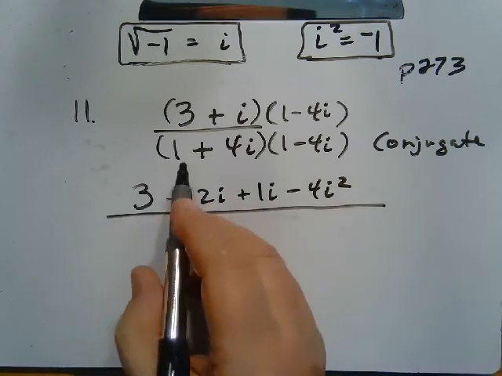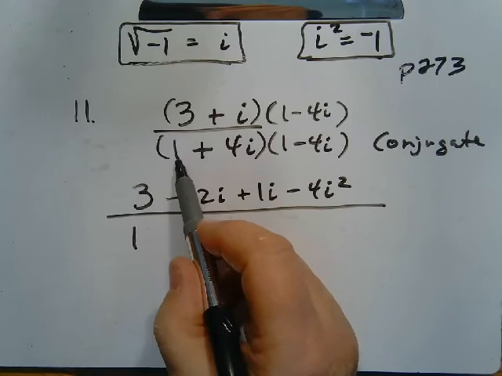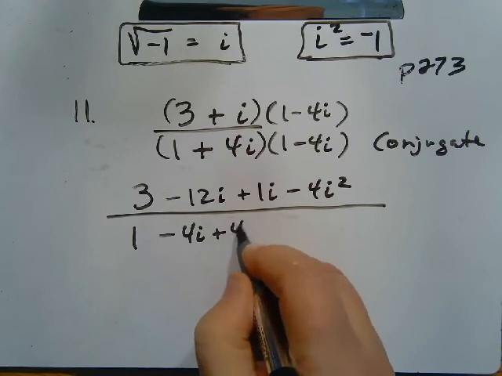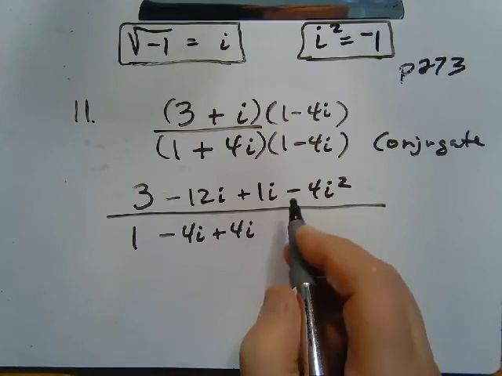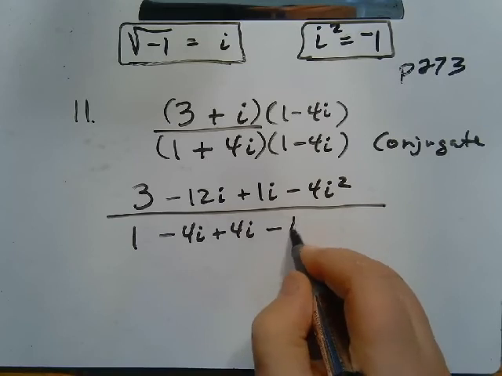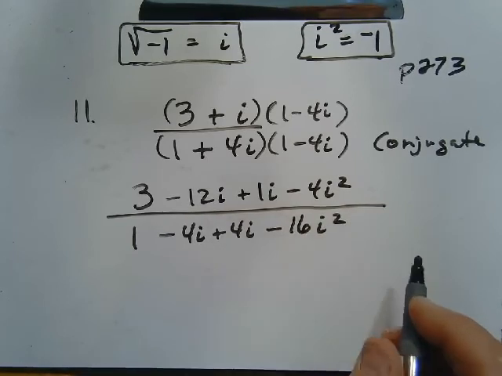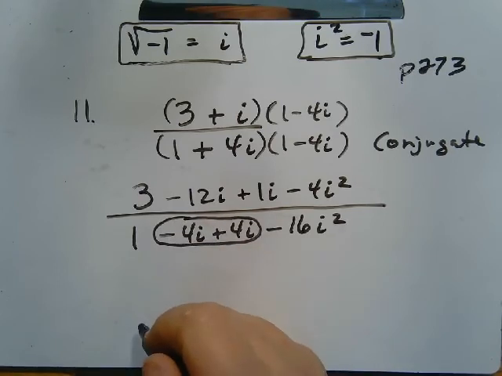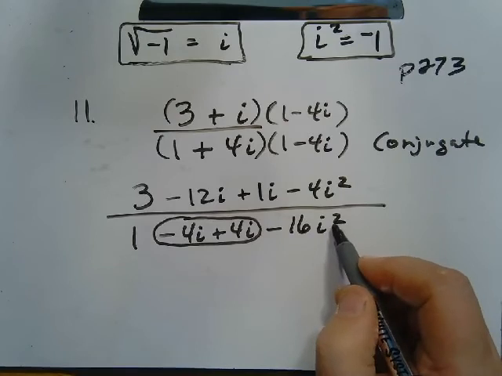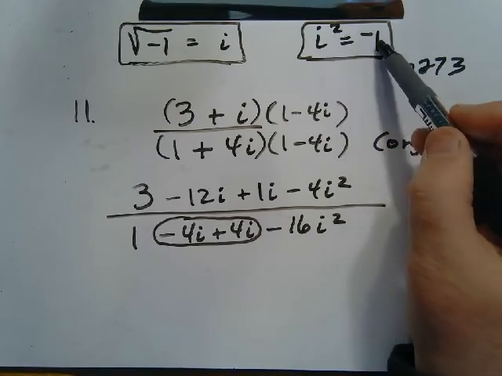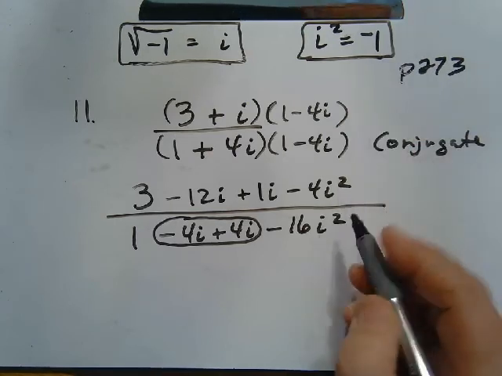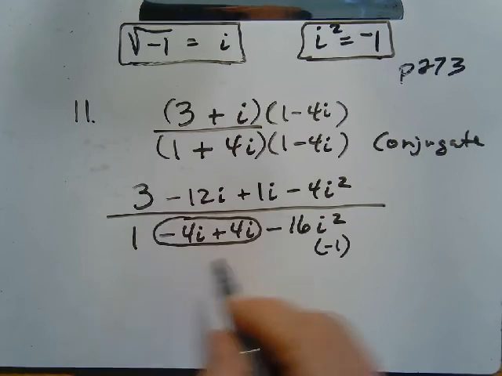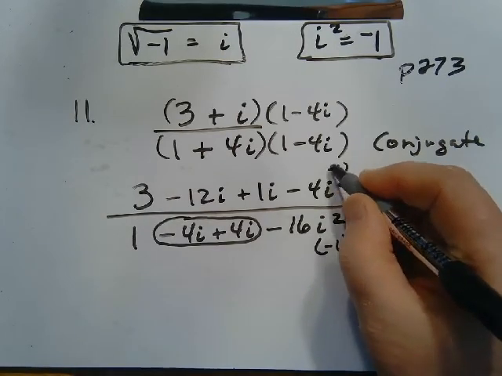On the bottom, 1 times 1 is 1. Outer term is -4i. Inner term is a +4i. Oh, good. Those are going to go out. And then last terms would be -16i squared. So what we were counting on is going to happen. This is going out as expected. And this i squared is actually going to change because we know that i squared is a -1. So that's going to change to a -1 right here. Okay, so let's rewrite it. I'm going to combine terms now. Oh, this is also going to change to a -1, isn't it?